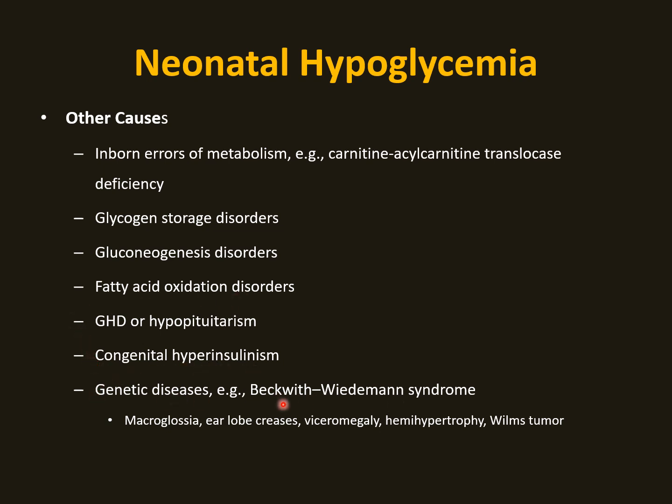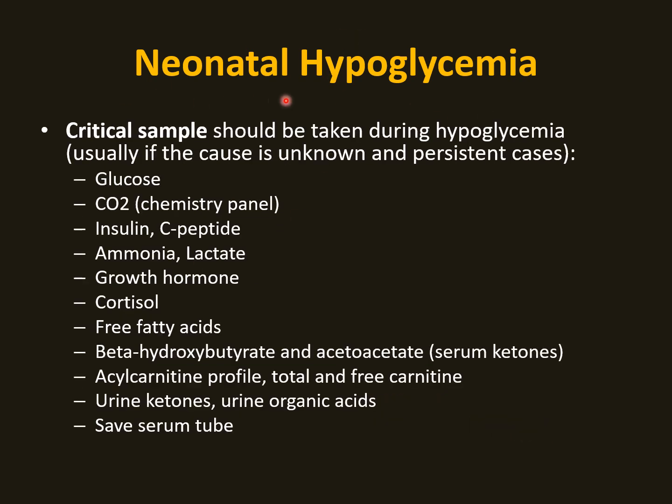Genetic diseases: you need to memorize this syndrome, Beckwith-Wiedemann syndrome. They present with macroglossia, earlobe creases, visceromegaly, hemihypertrophy, and Wilms tumor. This can also cause hypoglycemia because of excessive insulin secretion during the neonatal period. So the initial presentation of this syndrome can be hypoglycemia: Beckwith-Wiedemann syndrome, macroglossia, earlobe creases, visceromegaly, hemihypertrophy, Wilms tumor, and of course hypoglycemia.